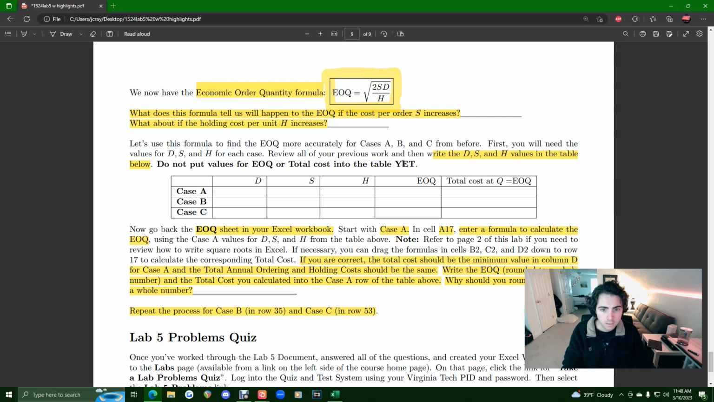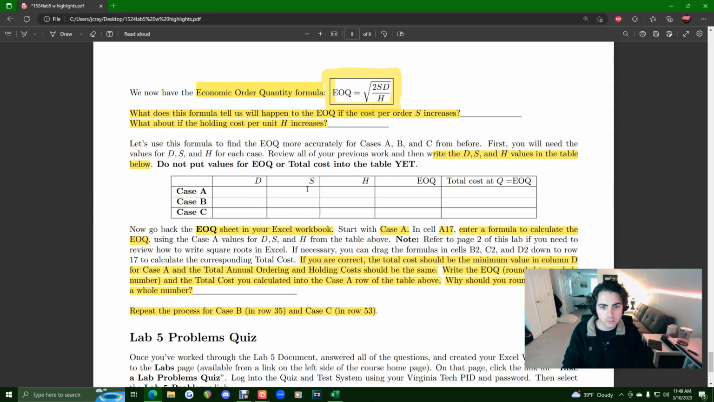All right. Review all your previous work and write the D, S, and H values in the table below. Do not put EOQ yet. Okay. D, S, and H. For what? Case 1, what was it? Demand is 30,000, I think, for all of them.